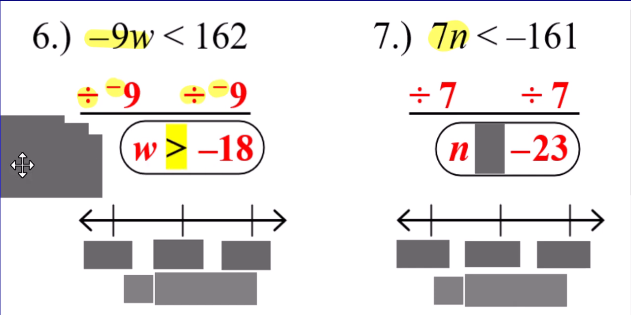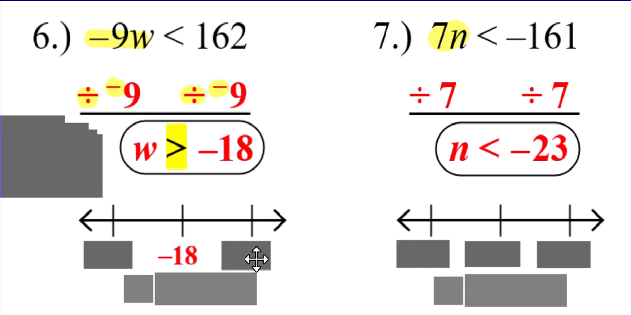It's going to switch direction on number 6 because anytime you multiply or divide by a negative on both sides, the inequality symbol will switch direction. But on number 7, we're dividing by a positive, so the inequality symbol does not switch direction, and that's why it does not switch. Okay, let's quickly graph these guys.